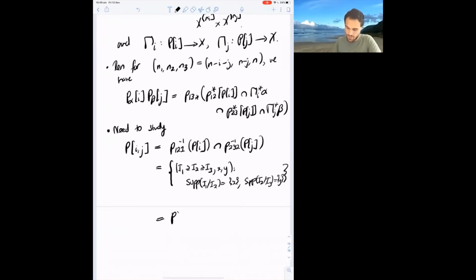So we can break this up into two parts. Either X is equal to Y, or X is not equal to Y. And this notation isn't meant to be talking about particular points X and Y, but just the locus where these points are not the same versus the locus where they are the same. Okay.